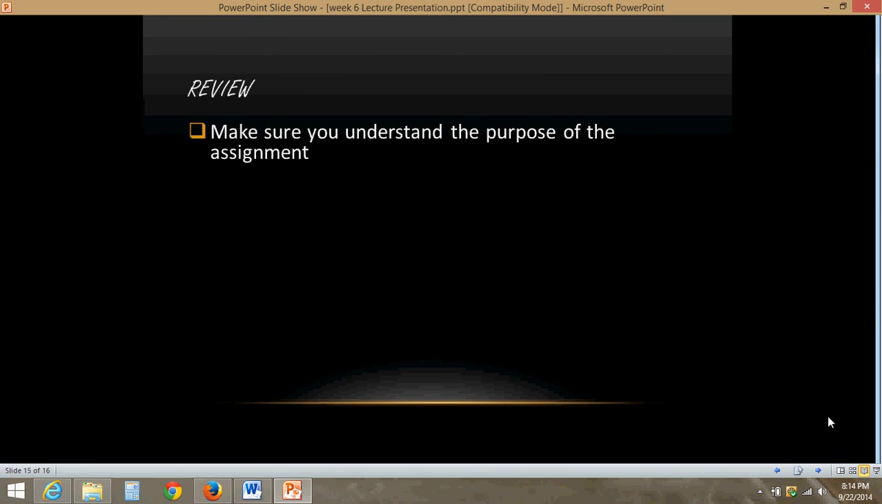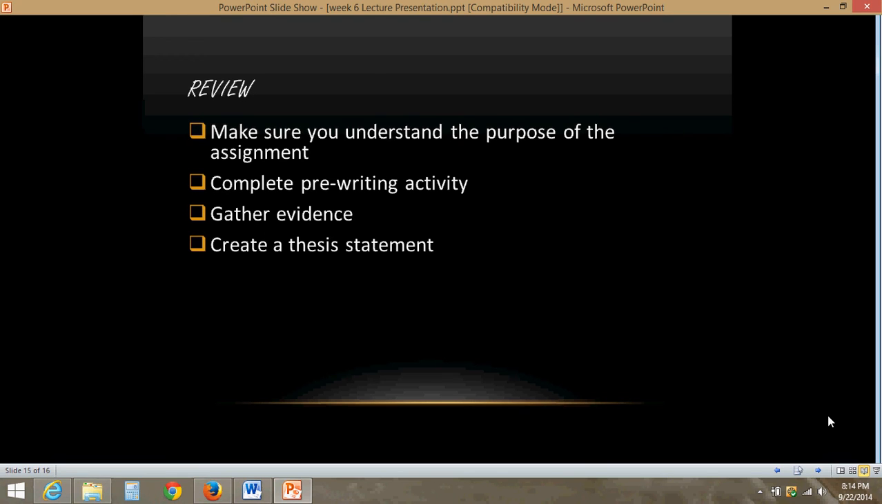So to review, make sure you understand the purpose of the assignment, what you're going to do to compare and contrast. Complete your pre-writing activities like those graphic organizers I showed. Make sure you gather evidence. This assignment is actually requiring at least one outside source to utilize in the paper, so you do need to gather evidence. Make sure you create a clear thesis statement. This is going to be very important when you create this essay because it is the roadmap for the rest of the paper. It lets everybody know, hey, this is what my paper is going to be about. And so we need to have a clear purpose through a thesis statement at the beginning.